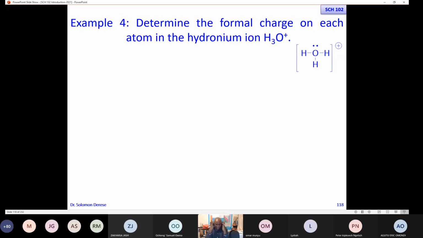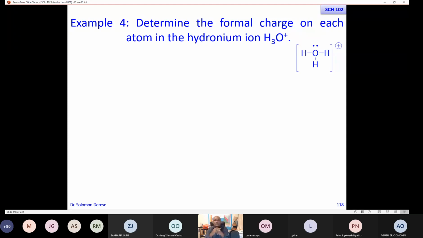So what you see around the hydrogen is 1 electron that belongs to the hydrogen. So the hydrogen had 1 electron in its valence shell. And then in the molecule of H3O+, the number of electrons that belong to that hydrogen is 1. 1 minus 1 is 0. Okay? So the charges on each of the 3 hydrogens is 0. The hydrogens are neutral. Now let's look at the oxygen.